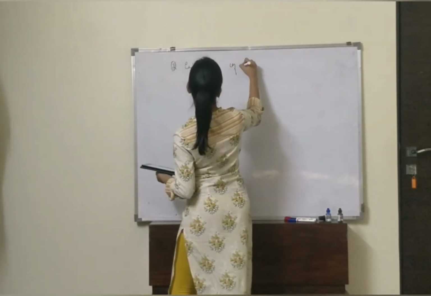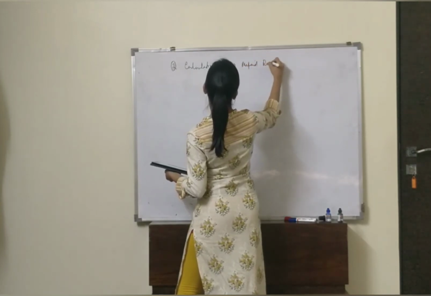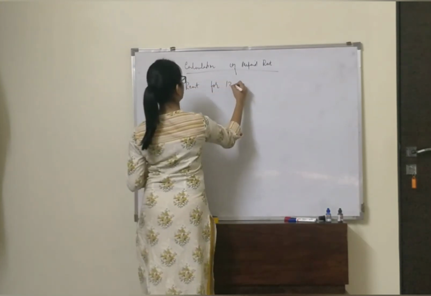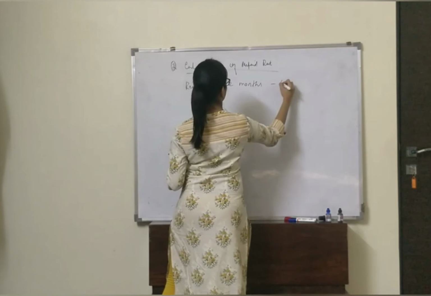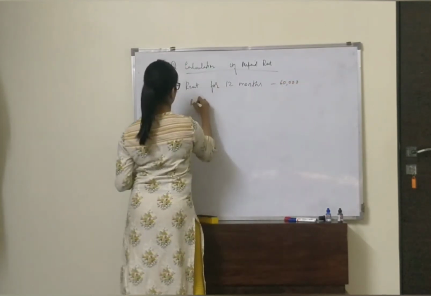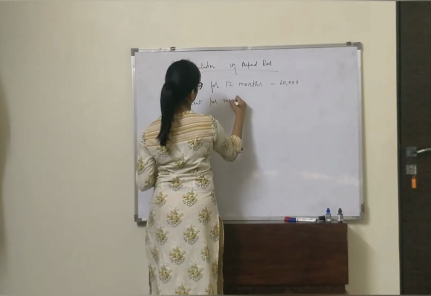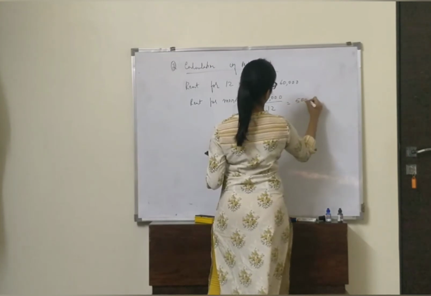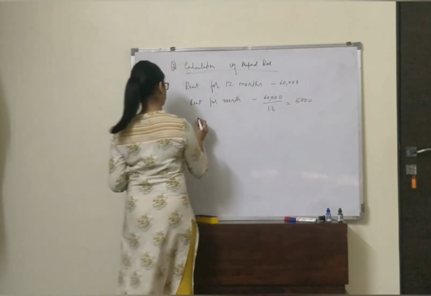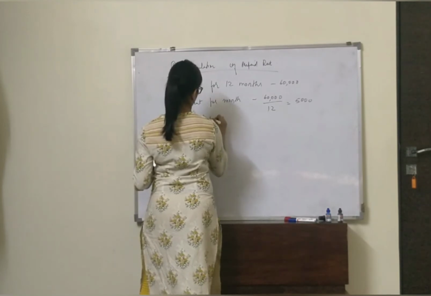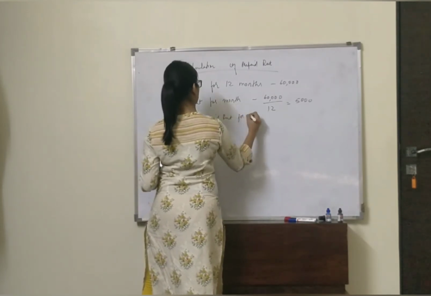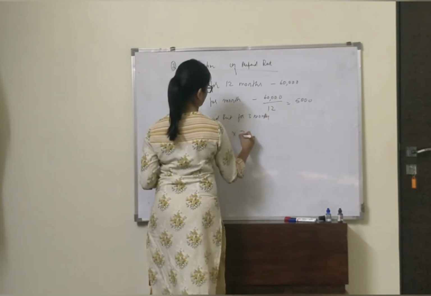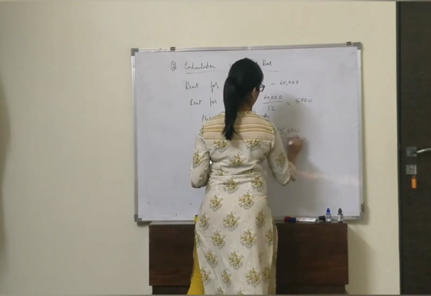Write down the second one. Calculation of prepaid rent. Next line. Rent for 12 months, 60,000. Rent per month, 60,000 divided by 12 is equal to 5,000. Therefore, prepaid rent for 3 months. Next line, 5,000 into 3, 15,000.